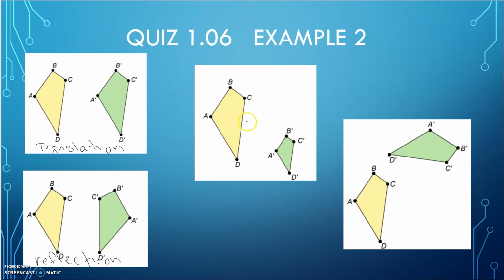All right, and our only transformation where our shapes change sides, dilation.